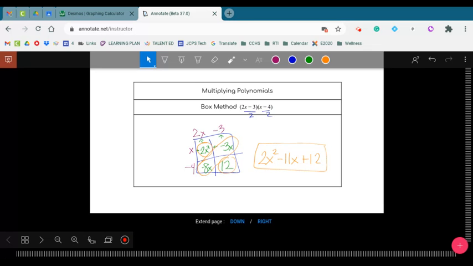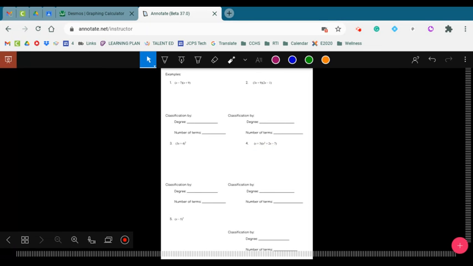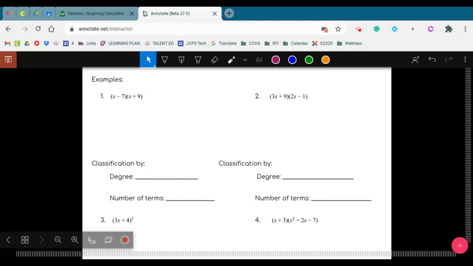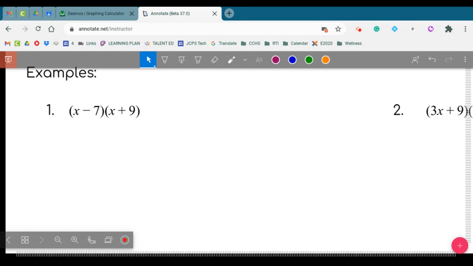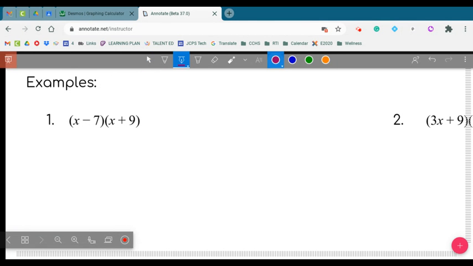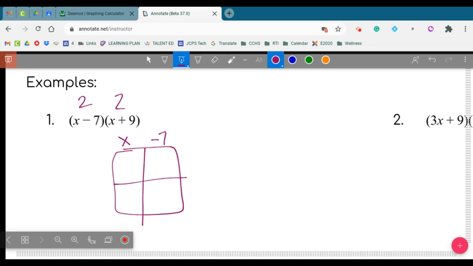Okay, let's go on to the back page. So I think we have 5 examples back here. Okay, the first one, I have 2 and 2. So I'm going to create a 2 by 2 box. I'm going to do x minus 7 on the top and x plus 9 on the side.